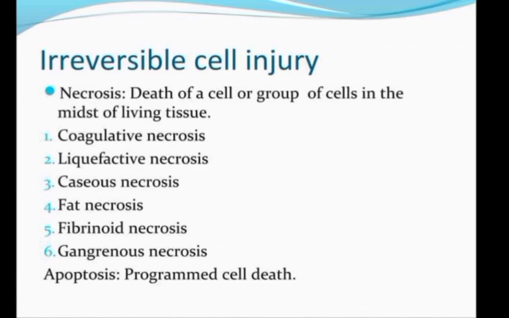Outcomes of reversible injury: if blood flow and oxygen supply are restored, ATP production returns to normal, ion pumps recover, cellular swelling disappears, protein synthesis resumes, and cell structure and functions are restored.